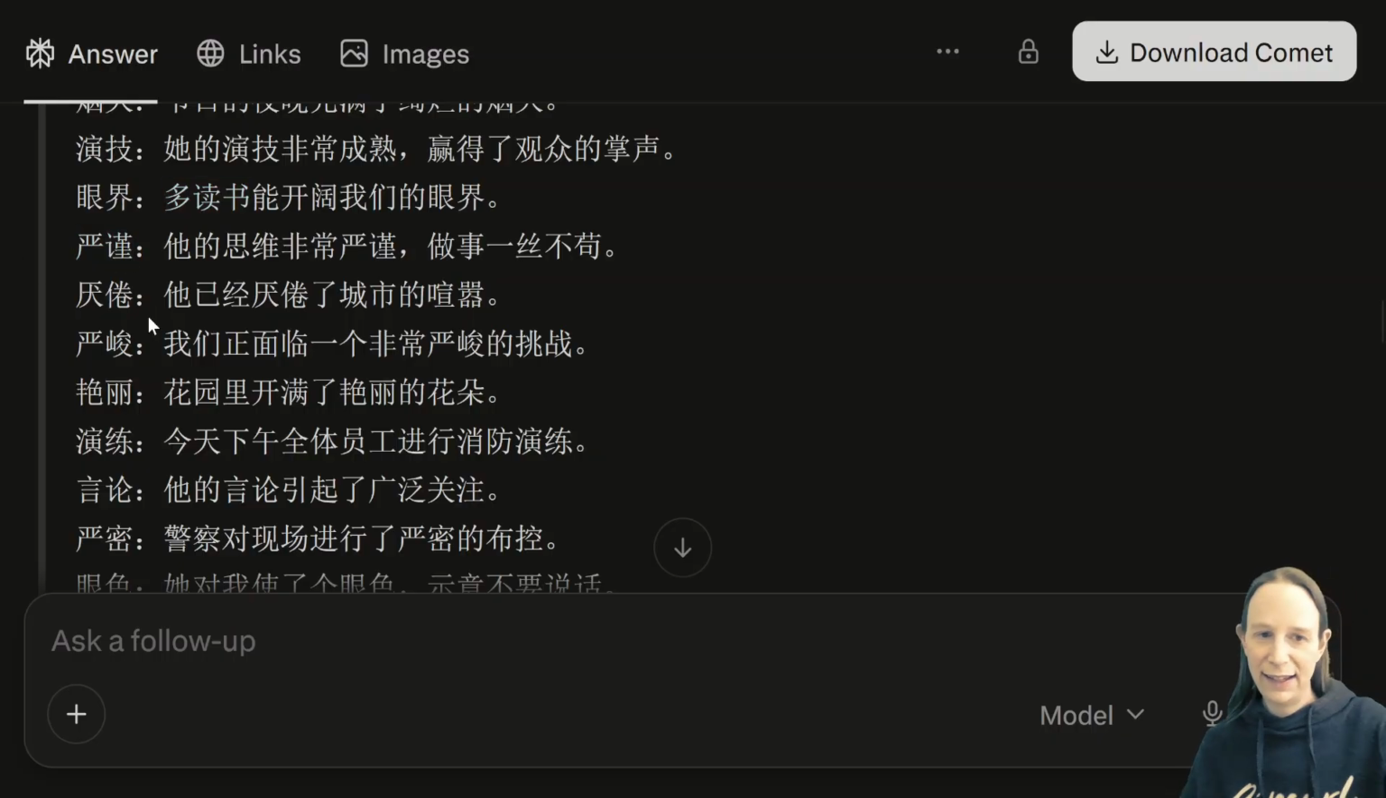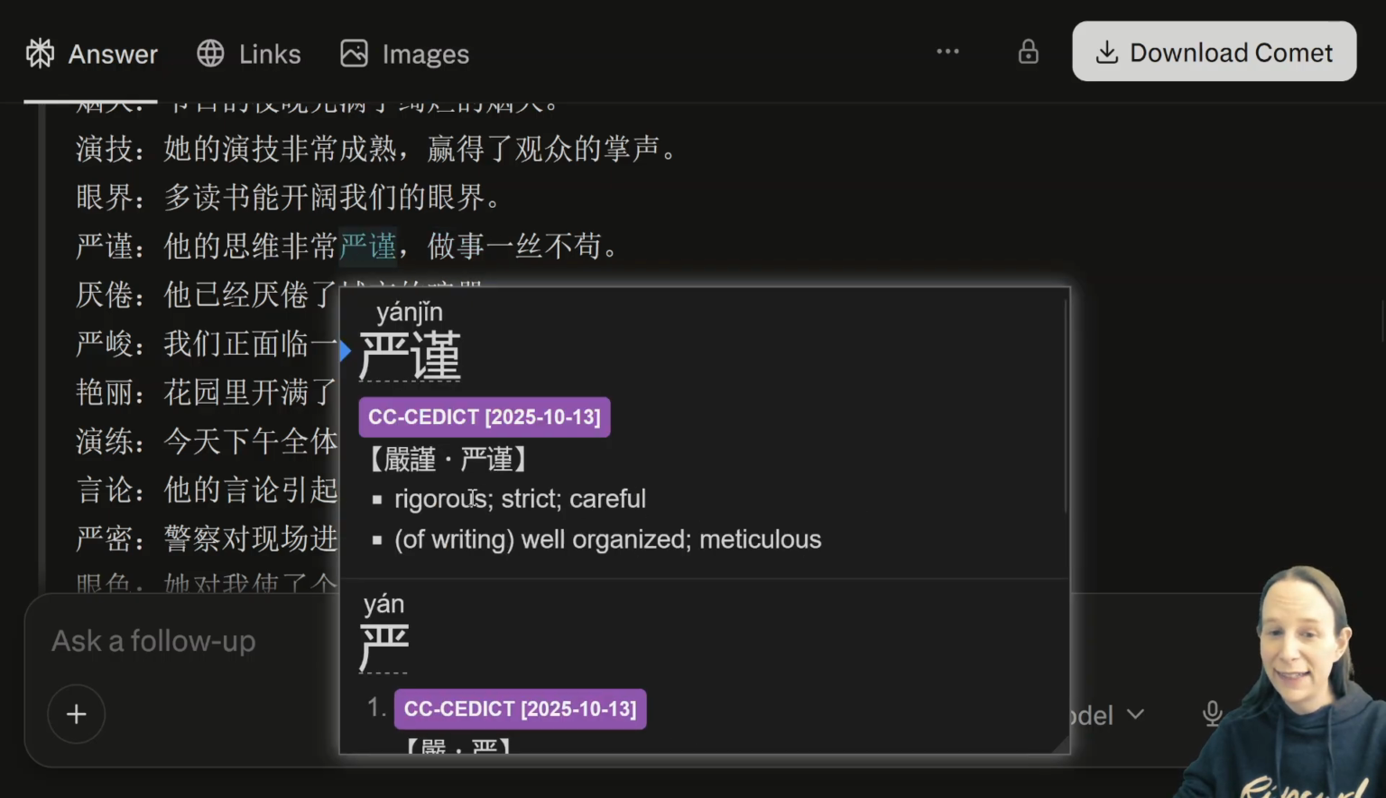严谨. 严谨 is like cautious or prudent or something in that ballpark. 他的思绪非常严谨. So his train of thought, or I don't know what to call it. 做事一丝不苟, meticulous. So he's doing things meticulously. So rigorous, meticulous.